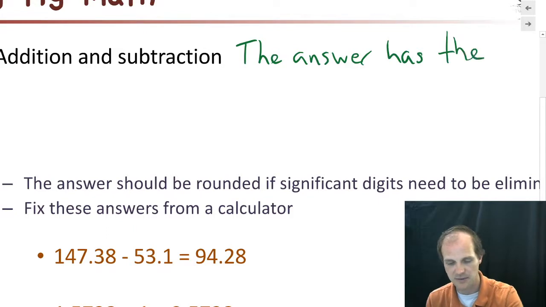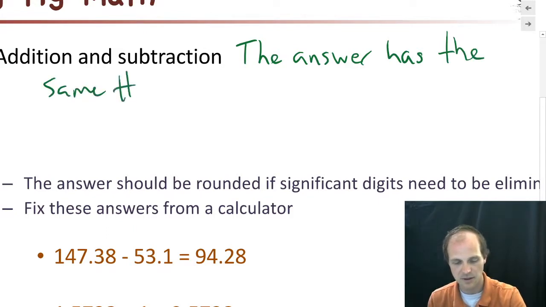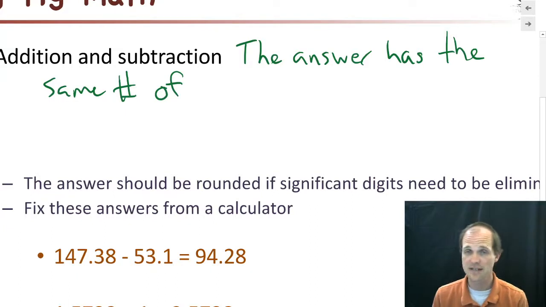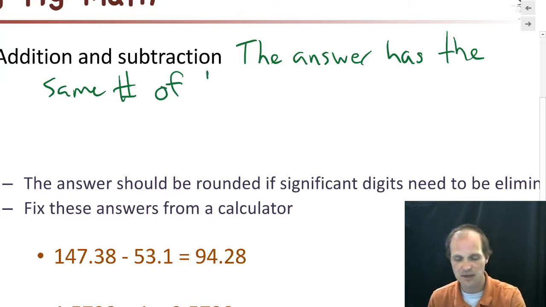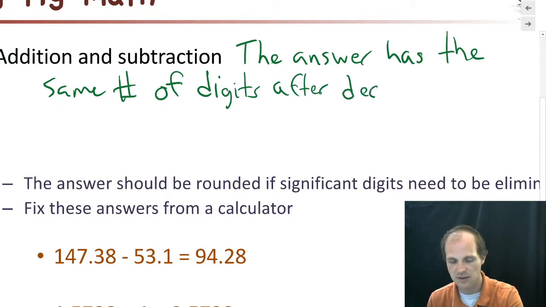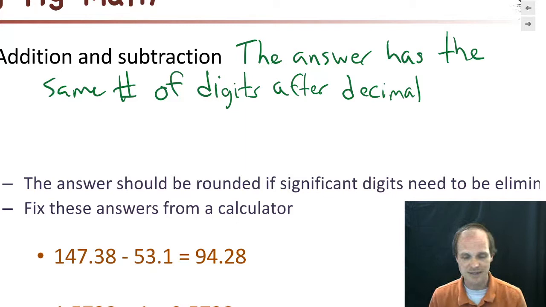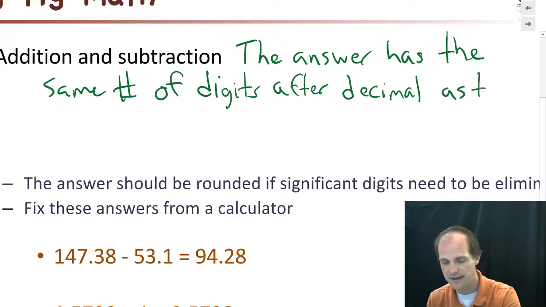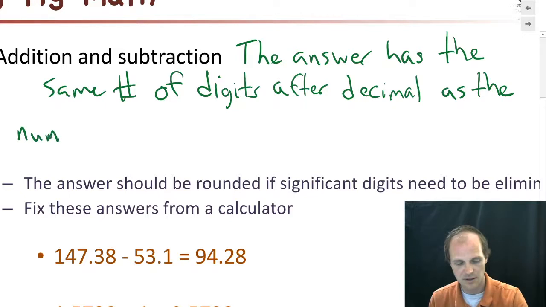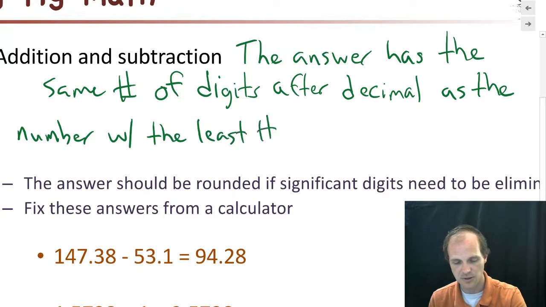What we do for addition and subtraction is the answer has the same number of, and it's looking pretty similar to our last one. Here we next say significant figures, but here we do not say significant figures. We say digits after the decimal. Not significant figures after the decimal, but digits after the decimal. You're literally just counting numbers, zeros and all. Same number of digits after the decimal as the number with the least number of digits after the decimal.